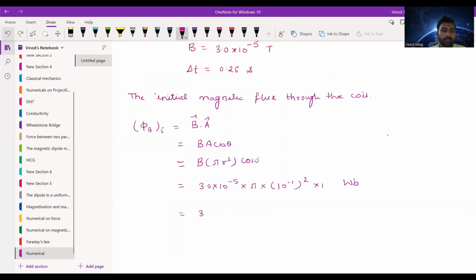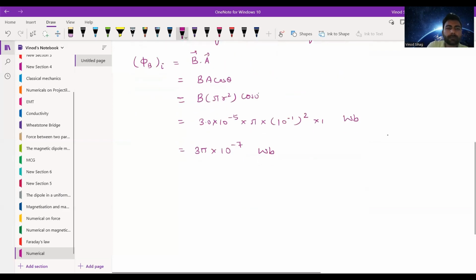If we keep calculating it again and again, it will be easy for us to take the calculation at the end, so the calculation error will be less. So 3 pi into 10 raised to the power minus 7 Weber, because here (10 raised to the power minus 1) squared will be 10 raised to the power minus 2, and 10 raised to the power minus 5 times 10 raised to the power minus 2 gives minus 5 minus 2, which is minus 7. So it is the initial flux.